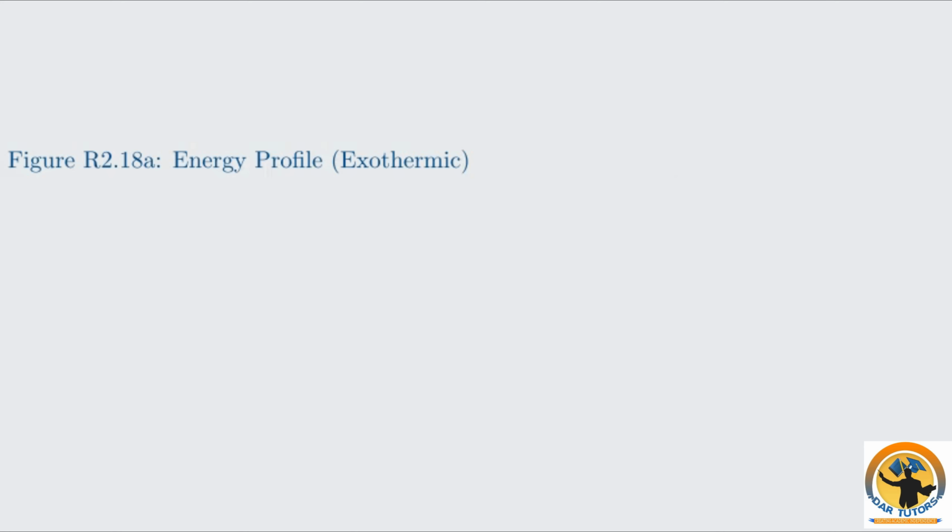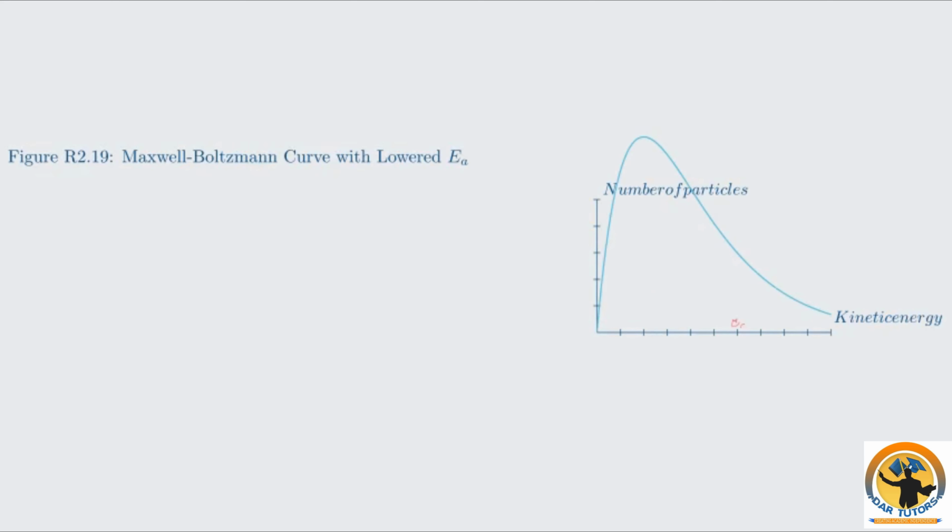Now let's see this effect on the Maxwell-Boltzmann curve. Here's our original curve and the activation energy, E sub A, for the uncatalyzed reaction. Only the particles in the orange area can react. When a catalyst is added, the activation energy decreases to a new lower value, E sub A prime. Now, the area to the right of E sub A prime is much, much larger.